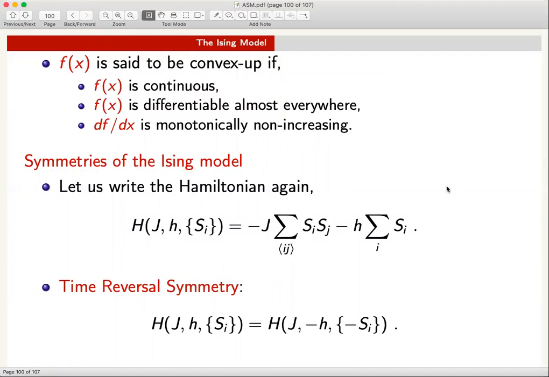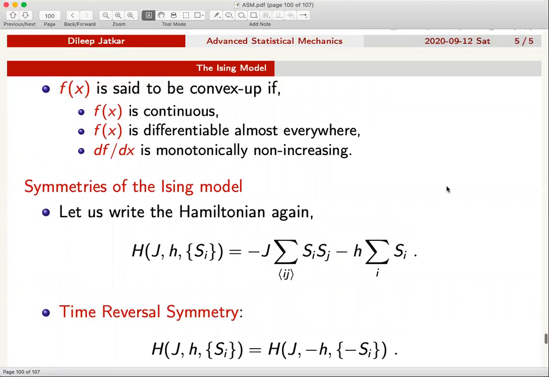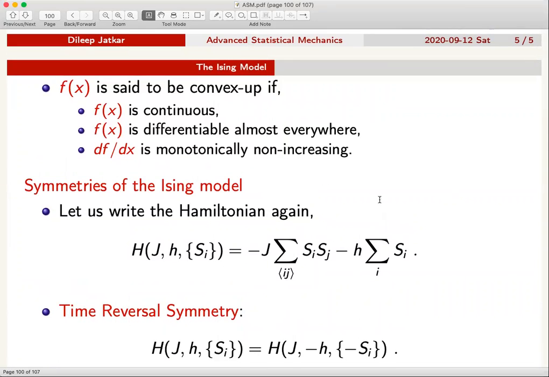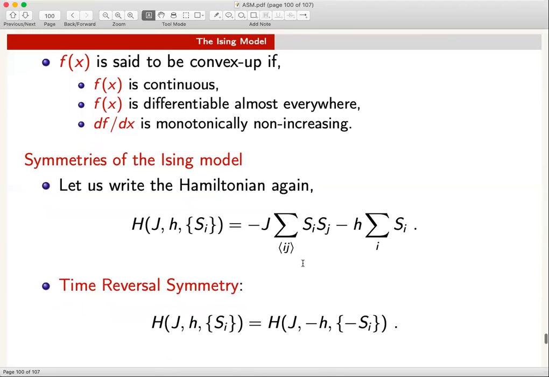Now let us look at the symmetries of this model. To understand the symmetries of the Ising model, let's write down the Hamiltonian again. So this is the Hamiltonian, minus J s_i s_j minus h s_i, sum over nearest neighbor interactions and so on. Now, notice that the Hamiltonian contains a piece quadratic in spin as well as linear in spin. Because of this, it has two types of symmetries that we will be talking about.